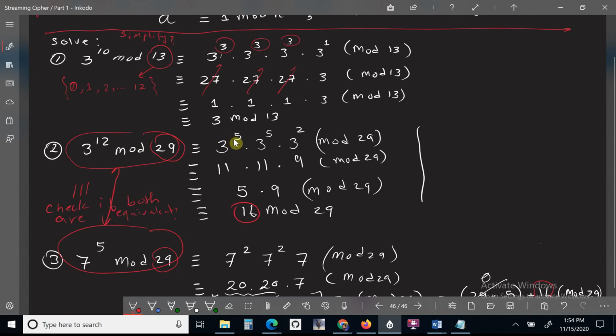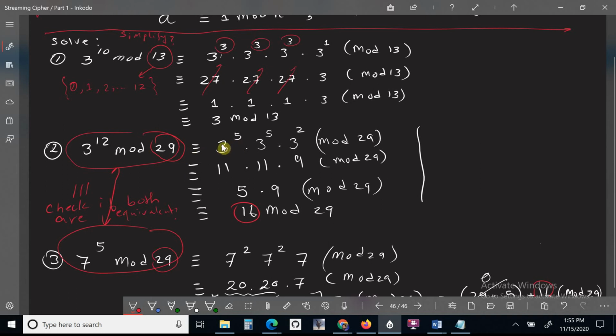We don't want to use 3 to the power 2, because 3 to the power 1 is 3. 3 to the power 2 is 9. 9 is very much less than 29, so it's not going to help us. Then 3 to the power 3 is 27. 27 is less than 29, so it's not going to help us either.